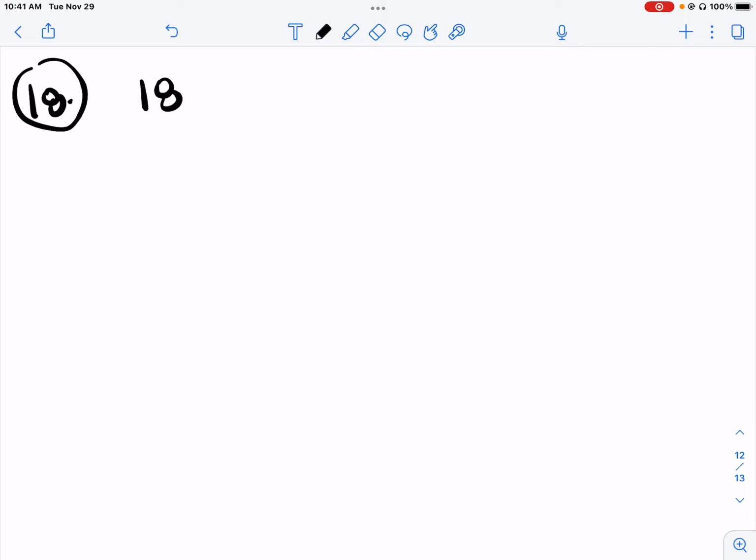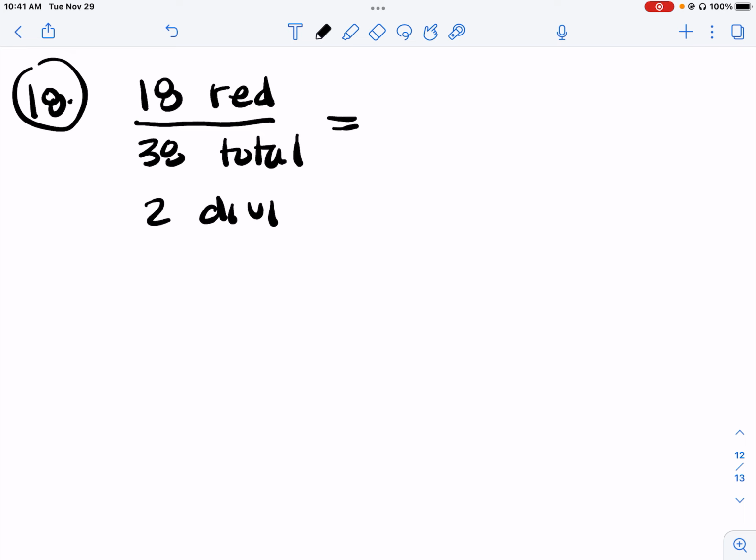Okay, there's 18 red out of 38 total, and that reduces because 2 divides into each. 18 divided by 2 is 9. 38 divided by 2 is 19.